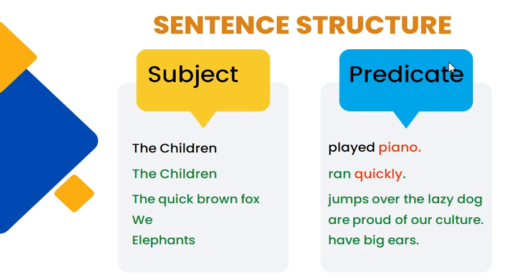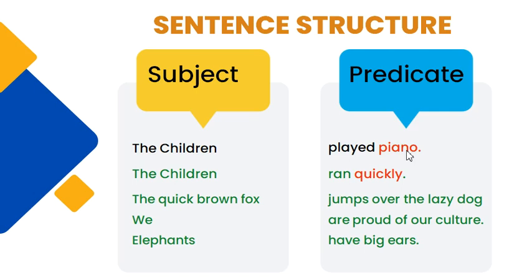Let's see some examples. We might have the example, the children played piano. Now, if you are asked to break down this sentence into two parts as subject and predicate, you would say, well, the subject is the children and the predicate is played piano. Even the predicate can be classified into two again. Played is a verb and piano is an object. So you can have a two or more kind of classification for the entire sentence.